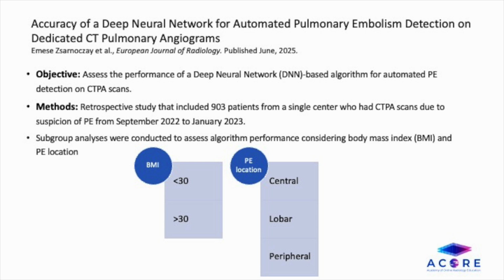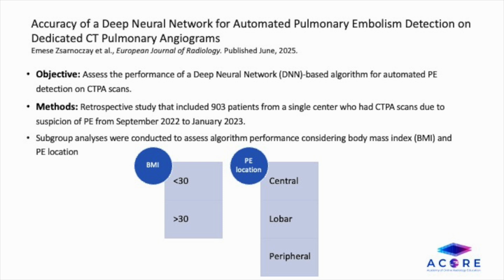After implementation of the AI algorithm on CTPAs, subgroup analyses were conducted to assess the algorithm's performance, taking into consideration body mass index and PE location. BMI-based analysis was performed in obese and non-obese patients by dividing patients into two subgroups, those with a BMI less than 30 and those with a BMI greater than 30.